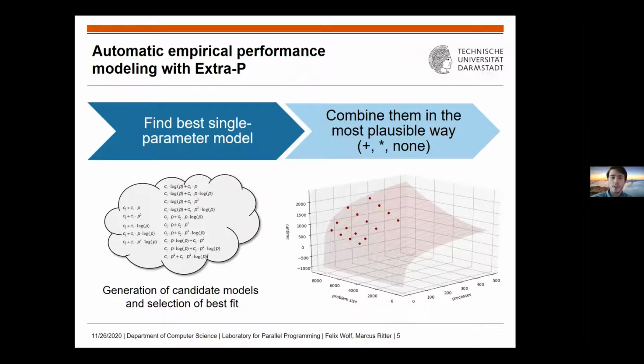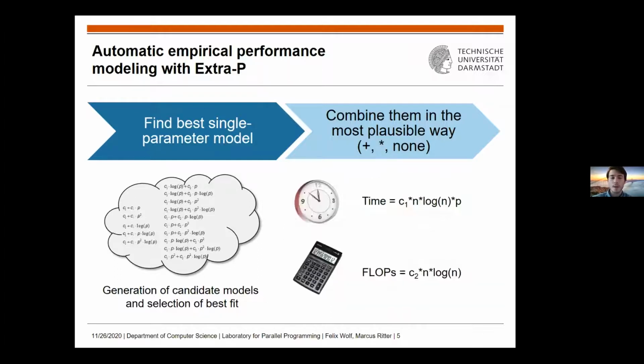Of course, there are more heuristics involved to speed up the process, so we don't need to explore the entire search space, but in a simplified form, that's what ExtraP is doing. And then in the end, we can, for example, model the runtime or the flops, as you can see here, as a function of the parameters, n for problem size maybe, and the number of processes, for example.